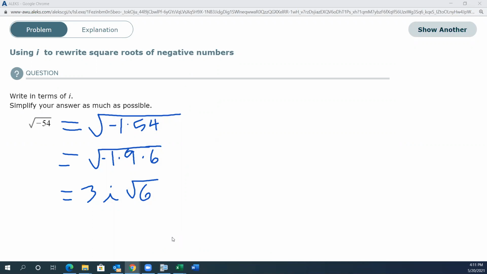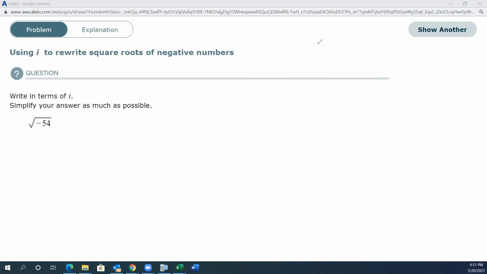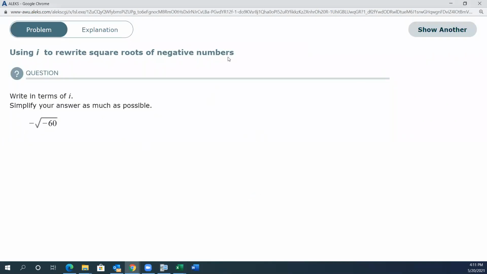Okay. So in this section, oh, whoops, I got to turn that back on. In this section, i equals square root of -1. That is the fundamental property or identity for this stuff. Let's do a little bit more, shall we? All right, I like it.